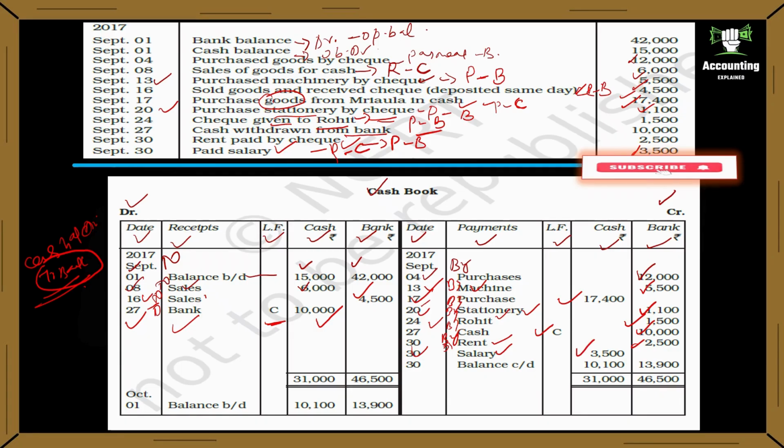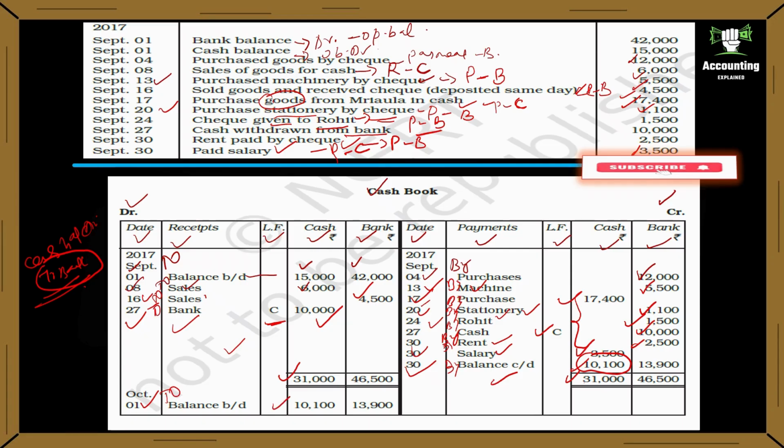Okay, on seeing both the sides of the cash column, first we will do the cash column. We see debit side has more total. So we take debit side total 31,000 on both the sides. Then we deduct from the credit side 17,400 plus 3,500. We get 10,100 as the balance. So it is a 30th September balance. By balance carried down 10,100. And here on 1st October, to balance brought down 10,100.